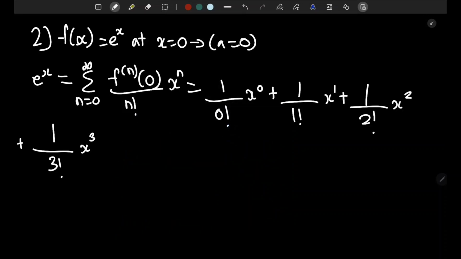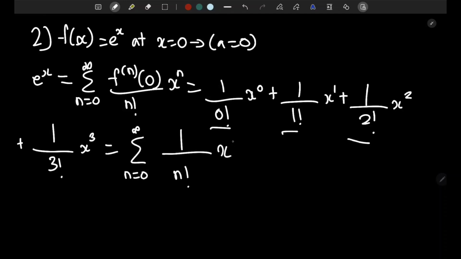So now we need to somehow come up with a formula or a series which for any n term would give us the correct answer. So sigma n is equal to 0 all the way to infinity. What do you suggest here? We have a 1 in the numerator for all the terms, so there has to be 1 in the numerator. And we can notice that we have 0 factorial, 1 factorial, 2 factorial. So here we would have n factorial for sure, and then multiplied by x to the power of n, since we have x to the power 0, x to the power 1, 2, 3.